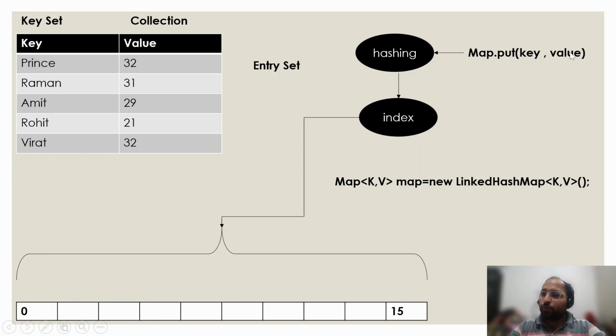Now when we try to add a key value pair, what will happen? Let us say we are trying to add prince comma 32. Because prince is a string, the string class hash code method will be called. It will return some hash code. Using this hash code and the capacity, which is 16, one index will be calculated from the range starting from 0th to the 15th, right? Once the index is calculated, this particular entry will be created in the form of a node, and that node will be inserted into the linked list at the calculated index, right?